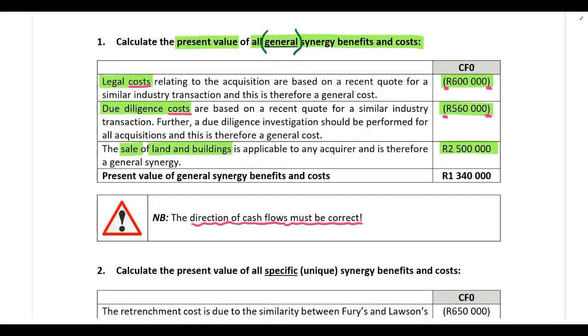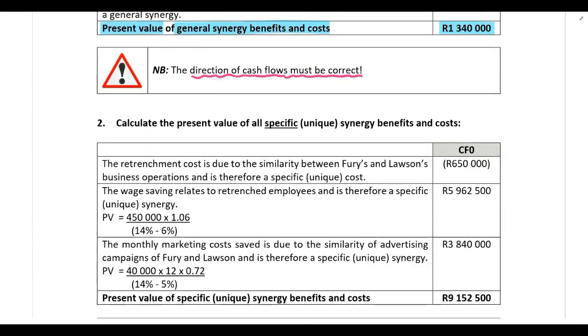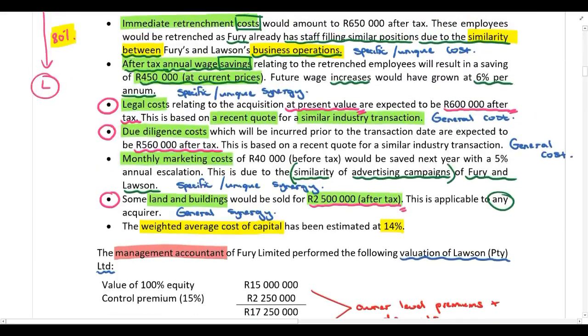All right, so calculate a subtotal over here, and that is the present value of all of the general synergy benefits and costs. Then next, I want you to calculate the present value of all specific or unique synergy benefits and costs. So once again, go back to the information provided in the question.